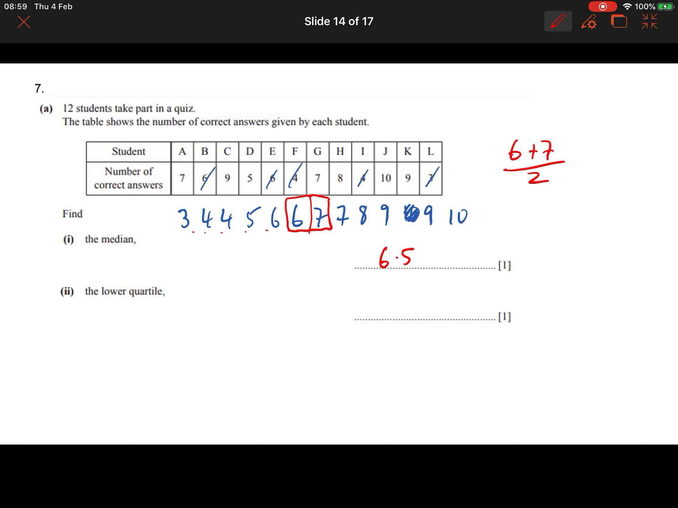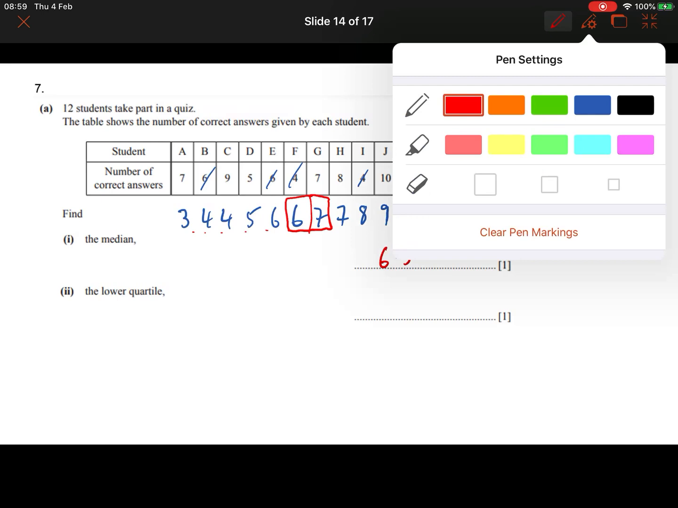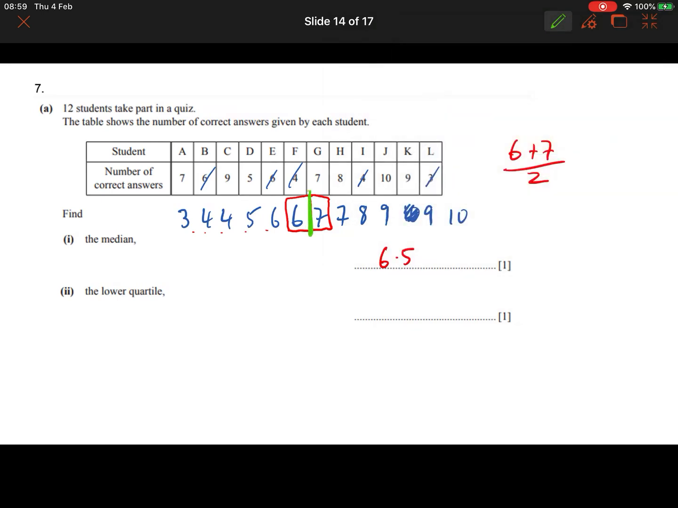Then what we need to do is find the lower quartile. So from the last question, if you remember, the lower quartile is a quarter of the way along the data. So what I'm going to do here is split it into a half, and then halve it again. Halve it again there.